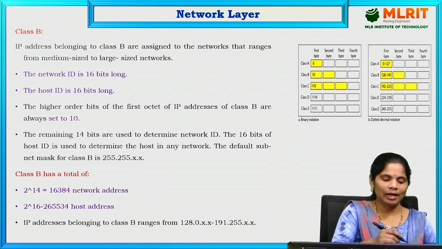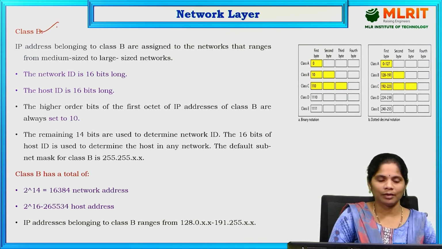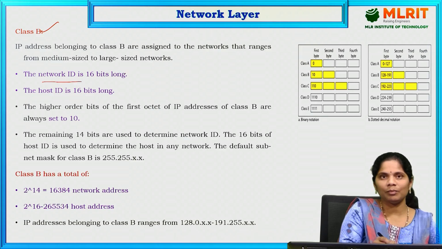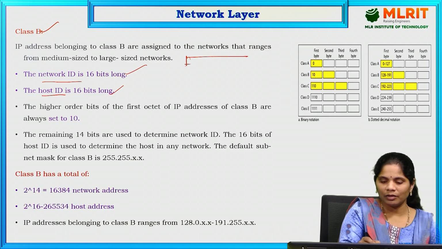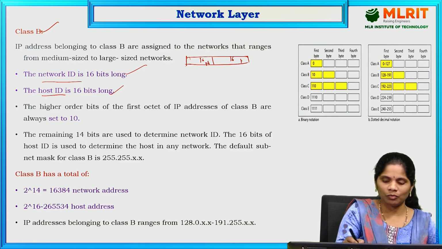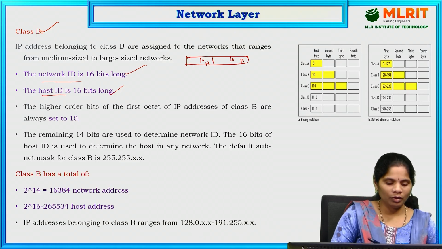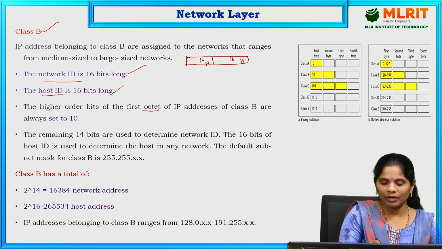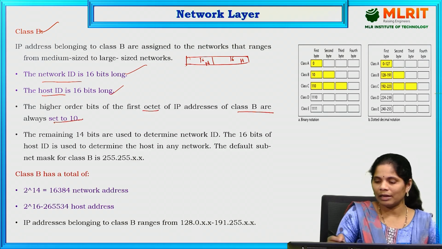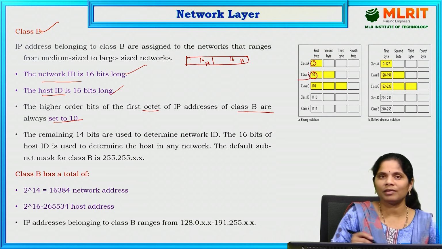And next one is class B. How are we allocating the address for class B? Class B has the network ID of 16 bits and the host ID of 16 bits. Already we said total length is 32 bits. 16 is allocated for the network part, 16 is allocated for the host part. So here it is network, this is the host. So the higher order bits of this particular octet, in class B we set to 1 and 0. In class A we set to 0, right? In class B we are setting to 1 0.